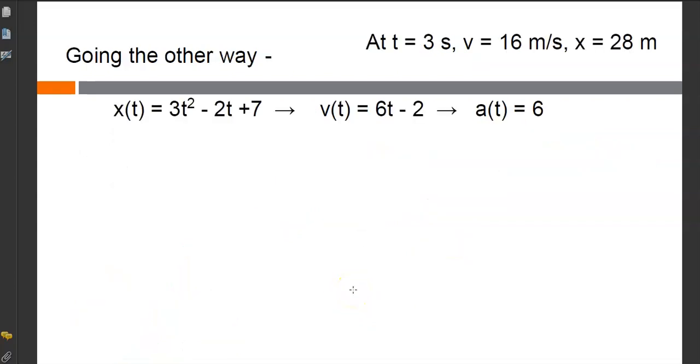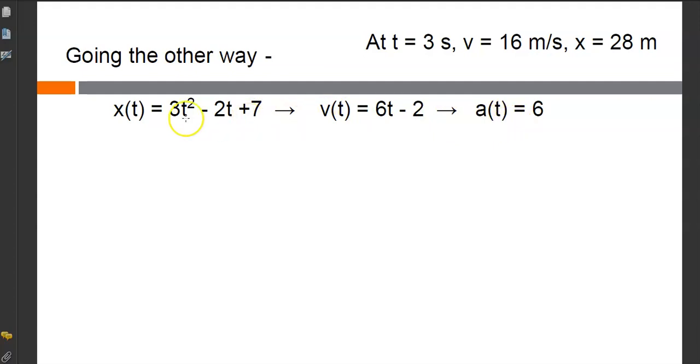All right? Now, we can go the other way. What we just saw was a function of time that gave the position. We took the derivative, and we got the velocity. We took the derivative again, and we got the acceleration.